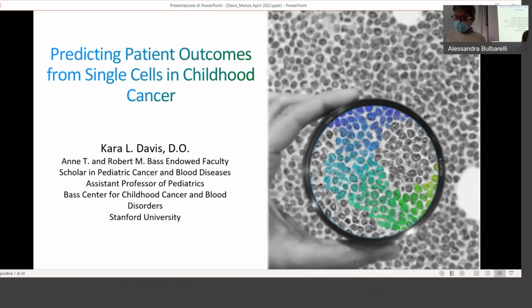her lab in Stanford. So it's a pleasure to introduce Cara with the title of the presentation, which is Predicting Patient Outcomes from Single Cells in Childhood Cancer. So from the title, you can see that Cara will demonstrate the value of single cell, not only in research, but also for patient stratification and the potential application of single cell for treating human cancer. So thanks a lot for coming, and thanks for your presentation. Thank you.